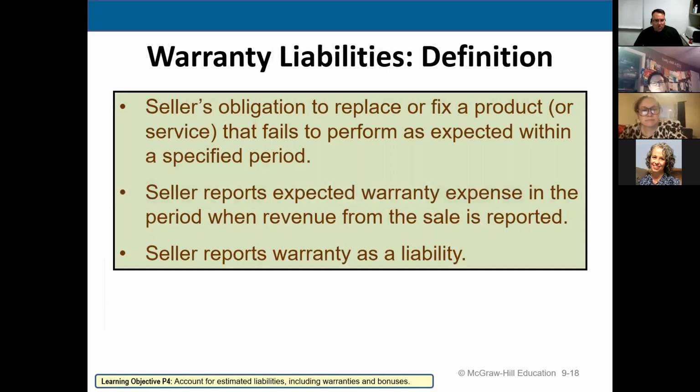Warranties are a little more difficult, because we don't know exactly what our redemptions will be on a warranty, right? So all we can really do is estimate based on past experience. Each time I sell a product, I don't know if that one's going to have an issue and break, and I'm going to have to pay warranty payment on it.